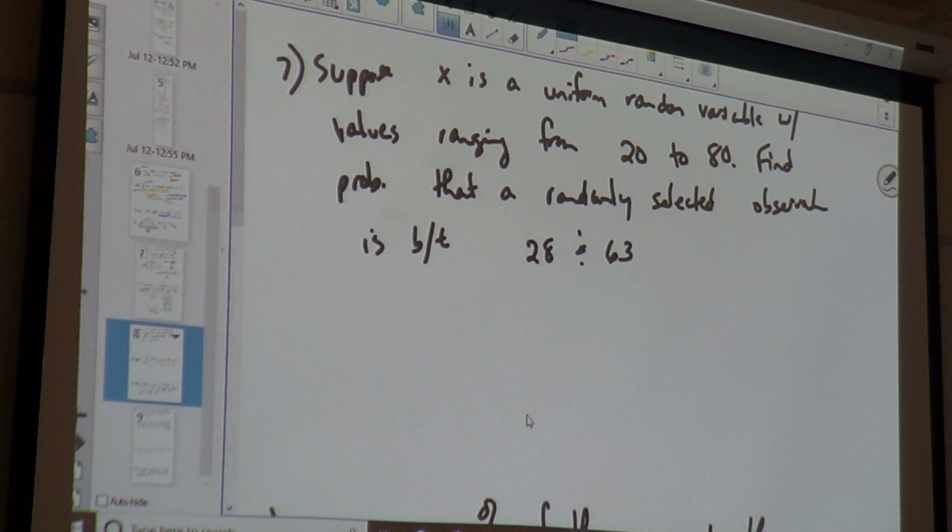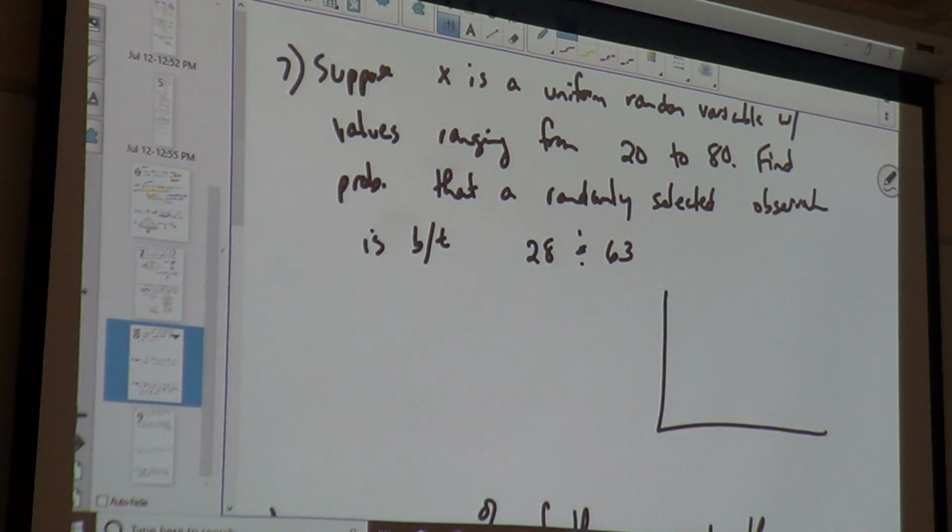Suppose X is a uniform random variable with values ranging from 20 to 80. Find the probability that a randomly selected observation is between 28 and 63. So this is not a normal distribution, this is a uniform distribution. This is where we made that little box, and we did the length times the width. I think Rachel even asked me to do one on the homework.